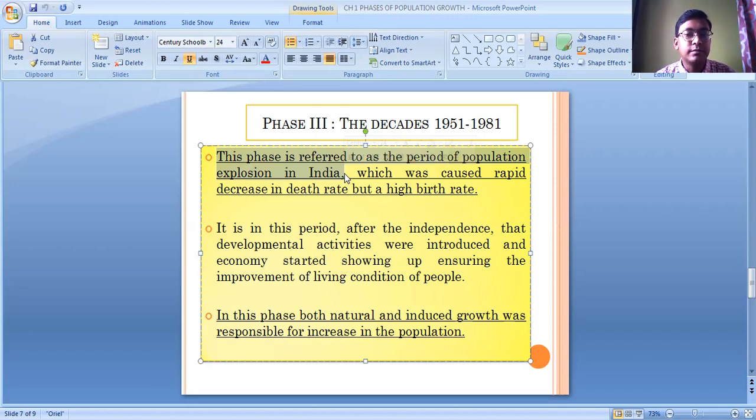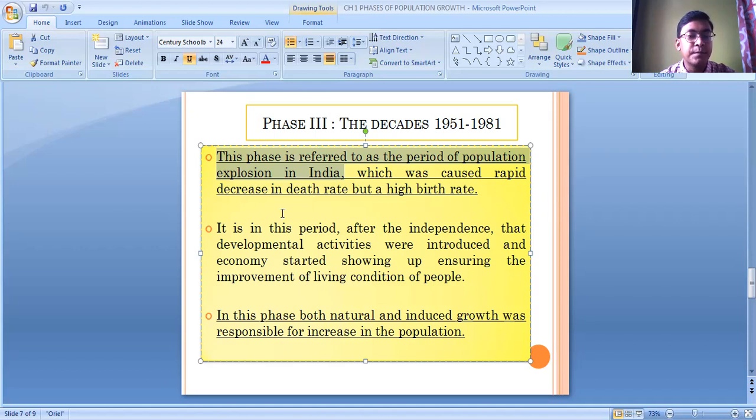In the initial phase the birth rate was high, which caused a rapid decrease in the death rate but a high birth rate. Even the birth rate was high during the third phase. So there was a natural growth of population, and natural growth of population was one of the main factors.